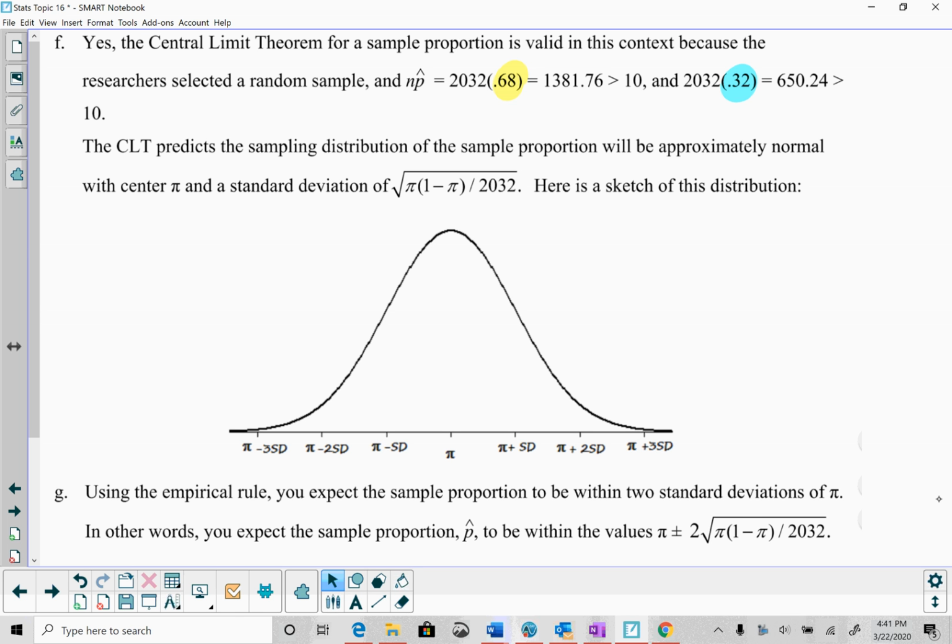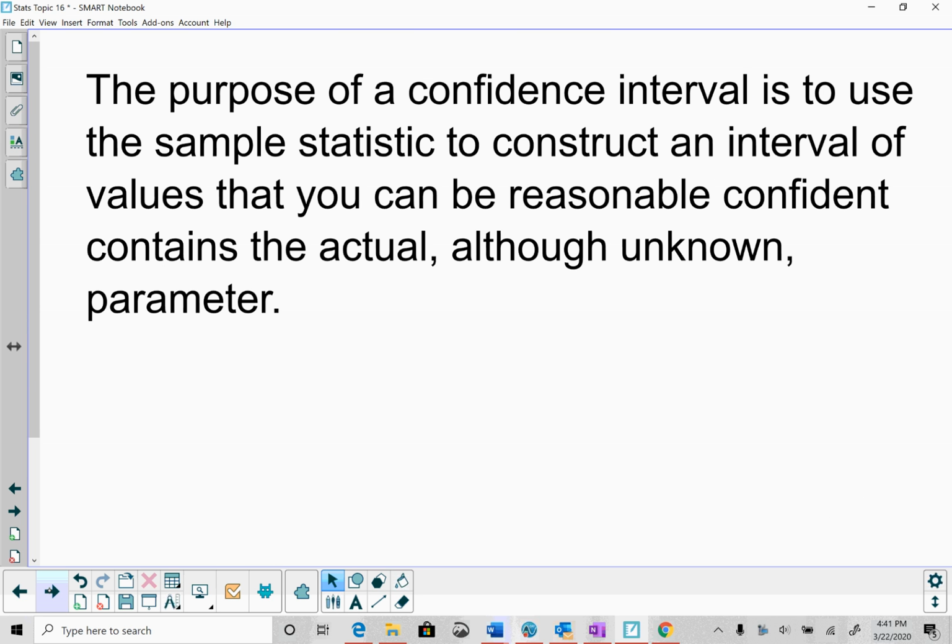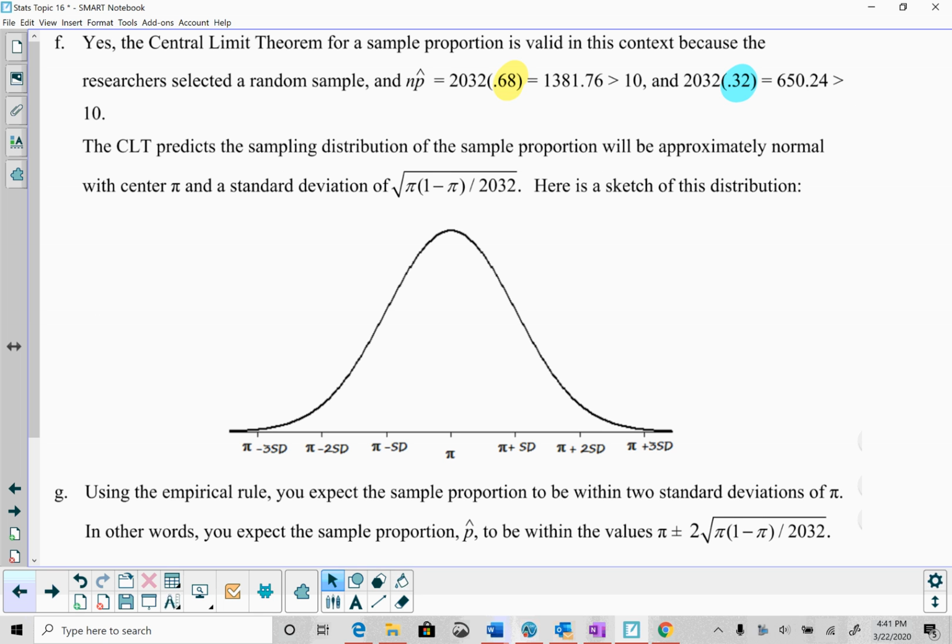Part H, based on your answer to part G, how close do you expect the population proportion to be to the sample proportion? Well, that's the whole idea here now, isn't it? We calculated something here from the sample proportion. How close do you expect it to be to the population proportion?